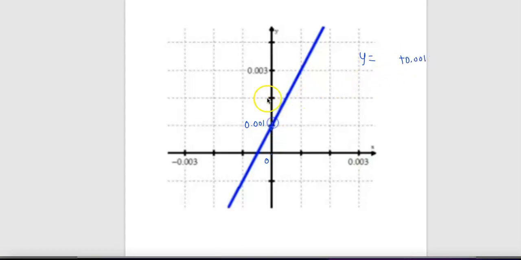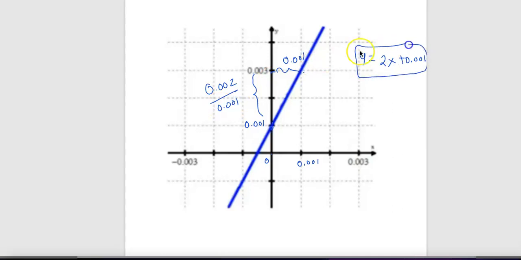m is your rise over run. You went 2 points up and ran to the right. Do keep in mind this point has changed over here. This is 0.001. So what will our answer be? Our answer will still be the same. Rise is 0.002, and run is 0.001. So rise over run, you will end up with 2.